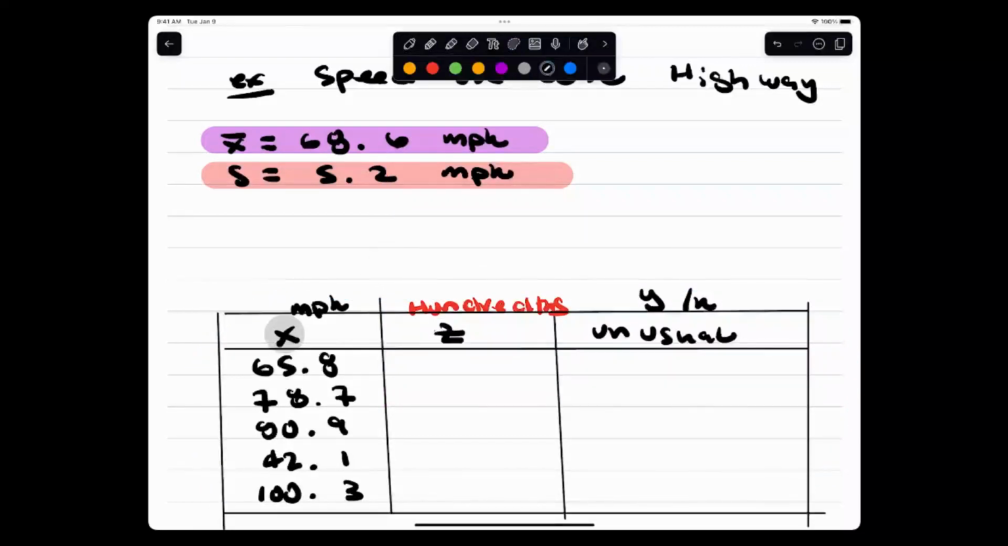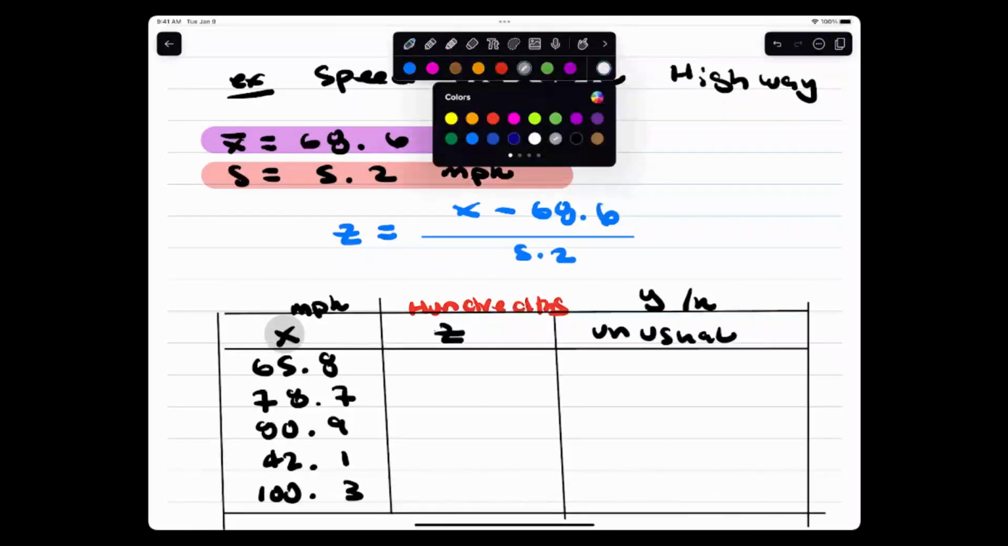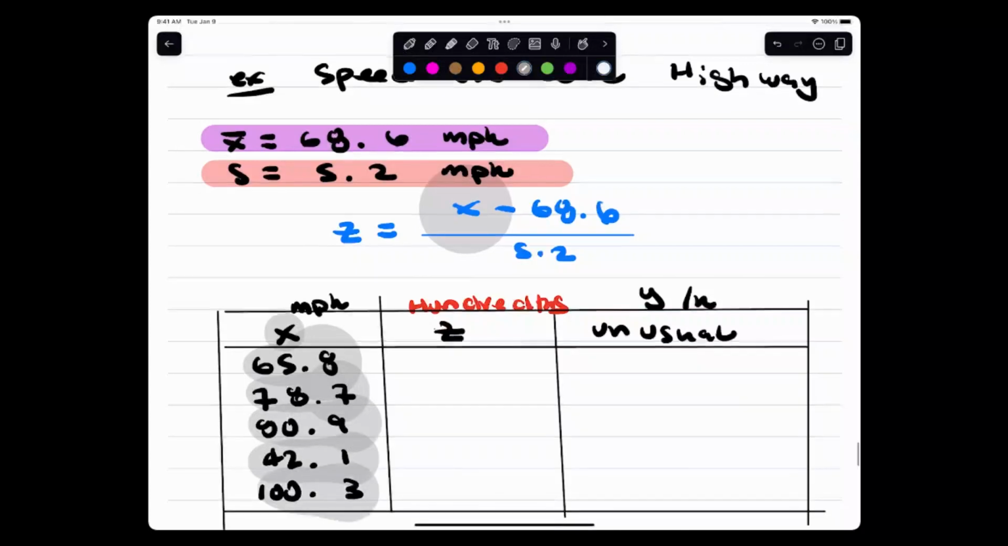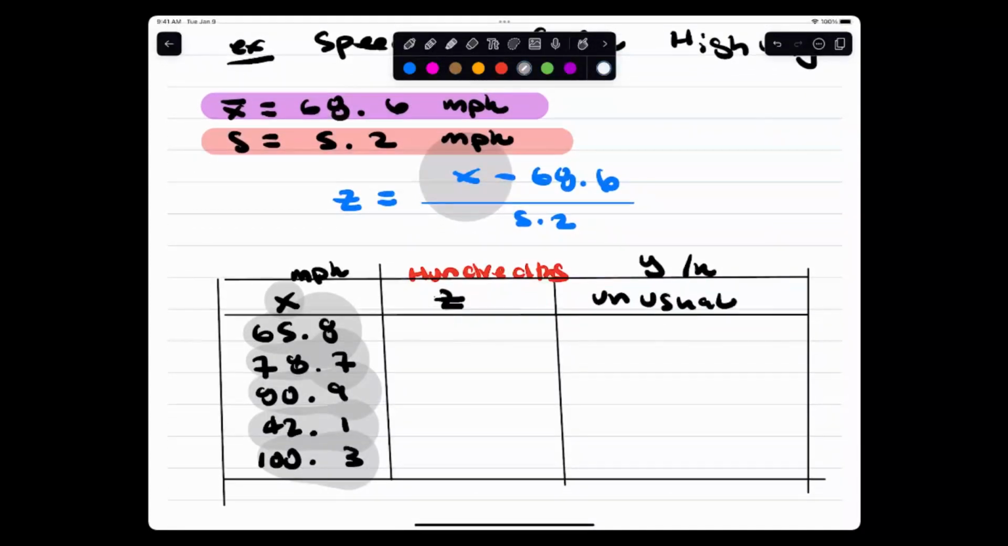Z. What is your z? All right, let's do the formula here. Z equals x minus the mean, 68.6, divided by the standard deviation. What you're going to do is find the z-score for every one of these x values. These are all data values. We're going to use our TI and approximate to the hundredths. I just want to color coordinate this to remind you the mean goes here and the standard deviation goes here.